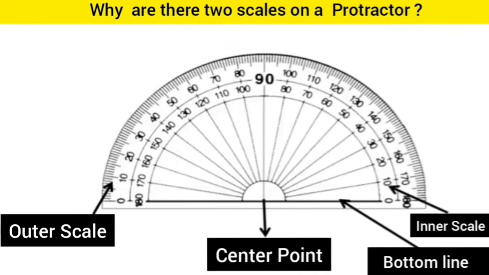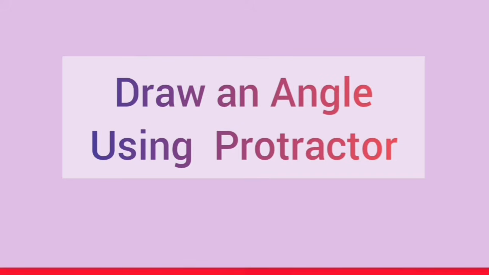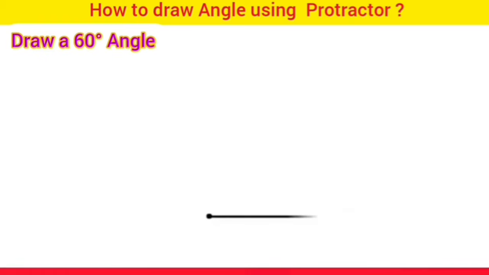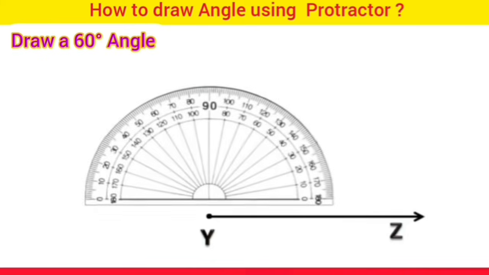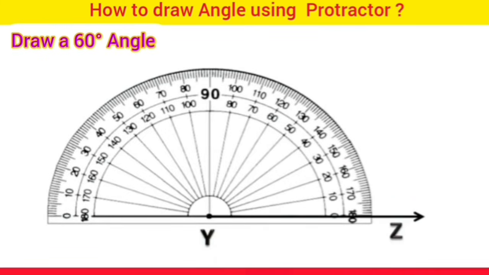Let us see how we can draw angles using a protractor. So let us start with an acute angle. Let's start with a 60-degree angle. First draw a ray. We'll call this ray YZ. Let's mark a point at Y so we can draw an angle from this point. Now take the protractor. Keep the center of the protractor at point Y such that the zero line corresponds to YZ.